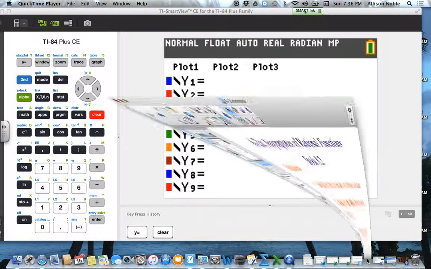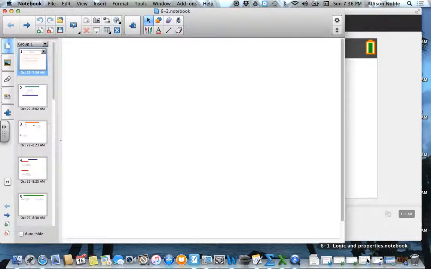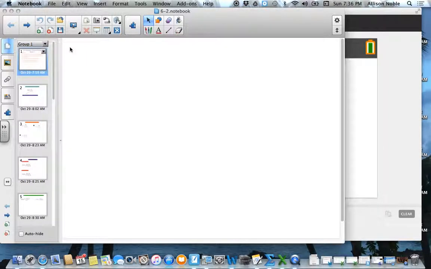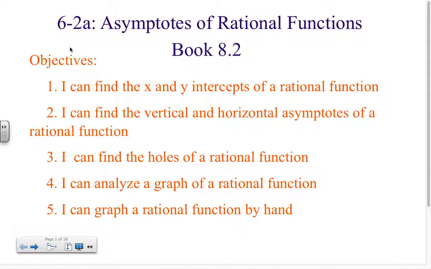Okay, so what we are going to do today is talk about the first half of section 6.2, and then the second half of 6.2 we are going to do next time on Wednesday for B2. So you should have your yellow notes packet out.